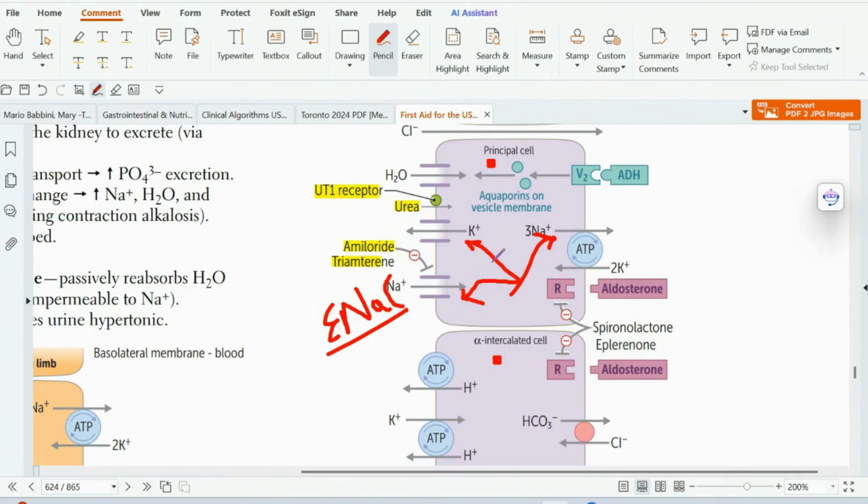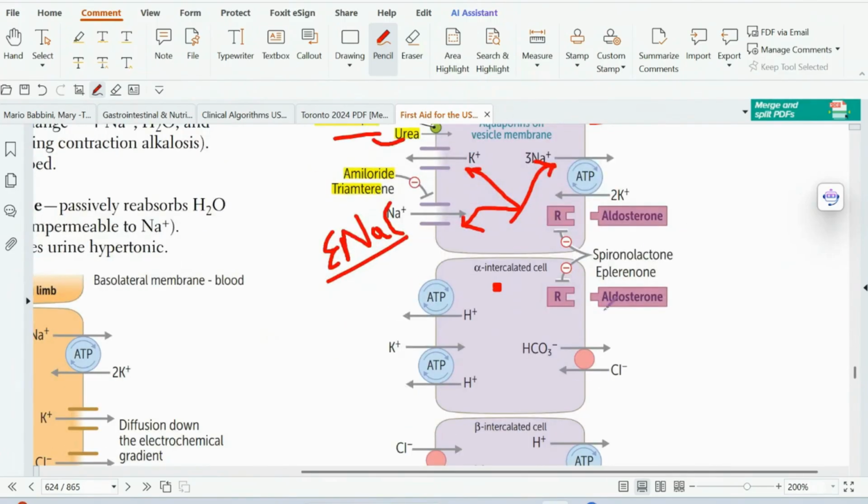Got it. There's also ADH. ADH also works on principal cells along with aldosterone. It leads to H2O coming in, which is aquaporin, right? It's mentioned here. And a urea transporter. I think I mentioned this. They've put it into the new First Aid, but always remember this. Urea comes in because of ADH.